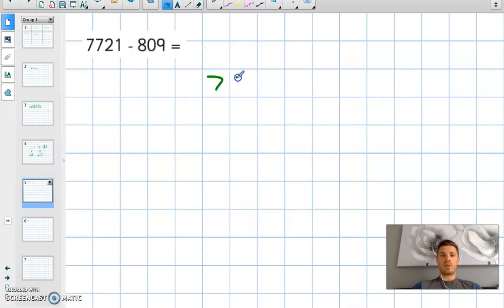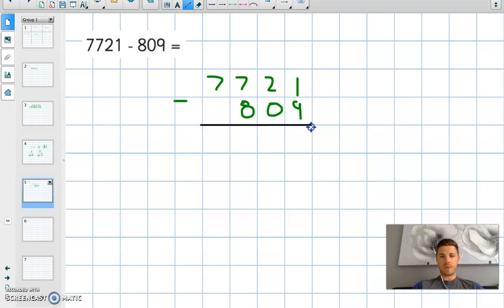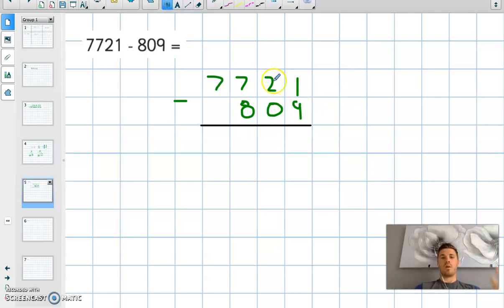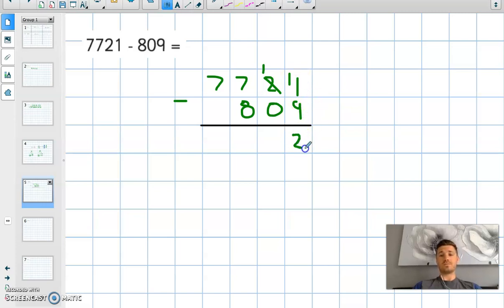Subtracting a 4-digit number by a 3-digit number, so 7,721 subtract 809. So we're going to use the formal method for this question. And we're going to start subtracting from the smallest digit. So 1 take away 9, we can't do. So we borrow from next door. 2 becomes a 1, 1 becomes an 11. So we take 9 away from 11, and we're left with 2.